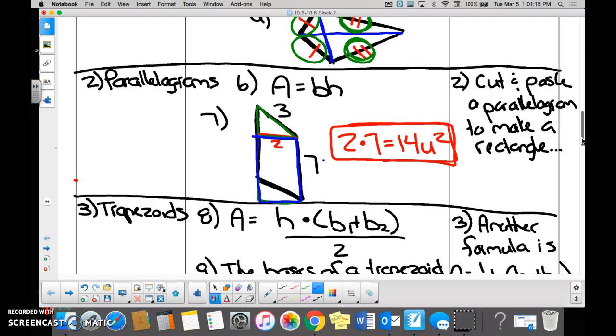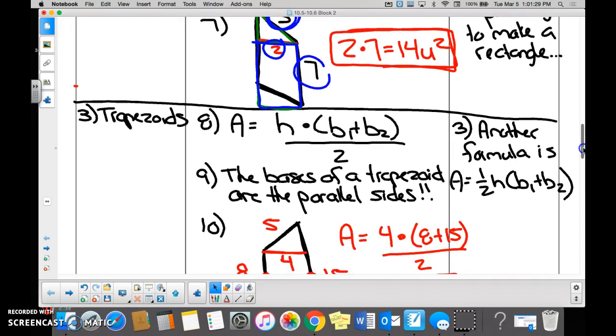That is a 7 by 2 rectangle, right? Do not use this as a dimension for calculating the area. That's not a base or a height. That is a... You guys are smart. Good. Trapezoids, we should be pretty good at them.